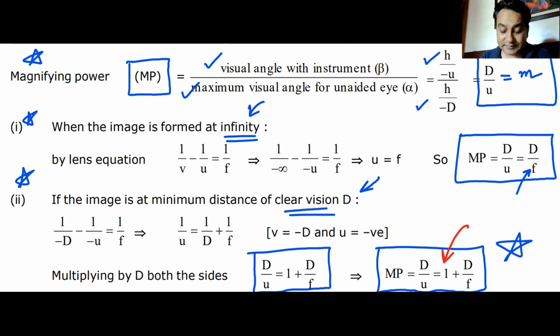Do we understand this? Remember, the original formula is d by u in both cases. The only thing is the value of d by u becomes different. In the first case, the infinity case, d by u becomes d by f. In the second case, least distance of distinct vision, d by u becomes 1 plus d by f. Very important point that you must remember. I'll give you a minute to note it down.